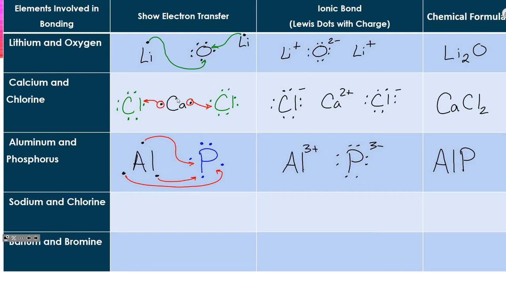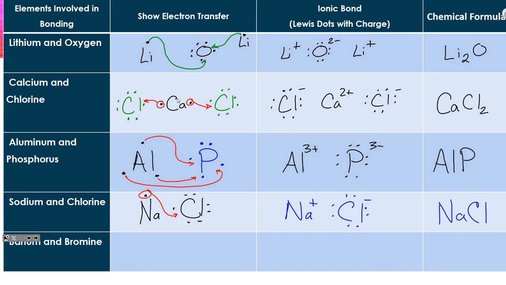Okay, next one, sodium and chlorine. So sodium, Na, 1 dot. This one's easy, right? Chlorine, 7th column or 7th group, so it's going to have 7 dots. I'm going to put the lone one over here on this side so it's easy to show. It's going to come in. We're going to get Na plus, Cl with 8 around it, with a minus, 1 of each, NaCl. Go ahead and do the bottom one by yourself, see how you do. I'll give you a chance to do it.